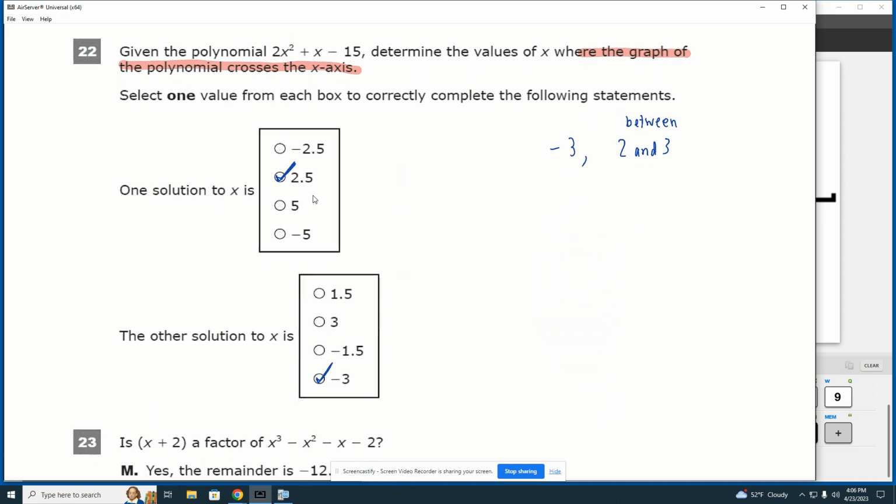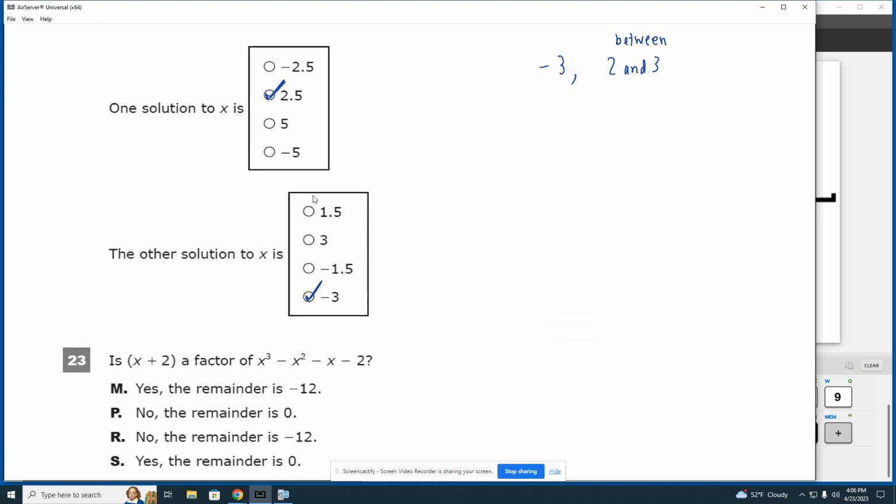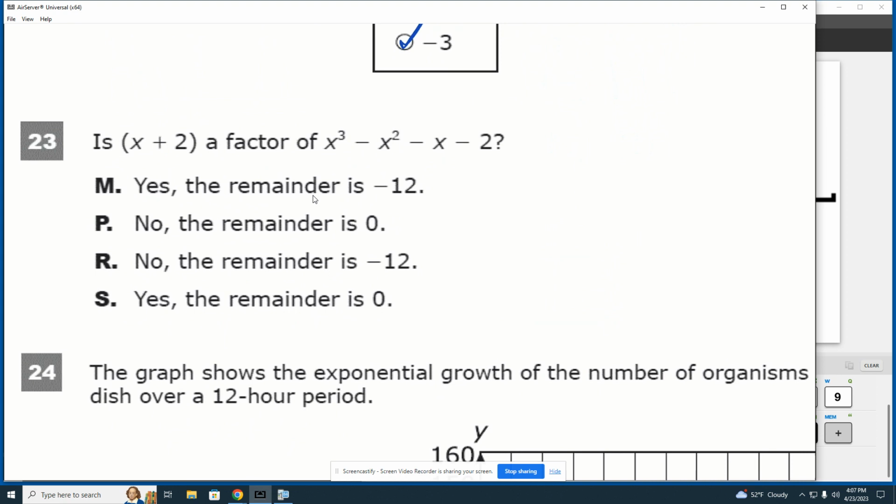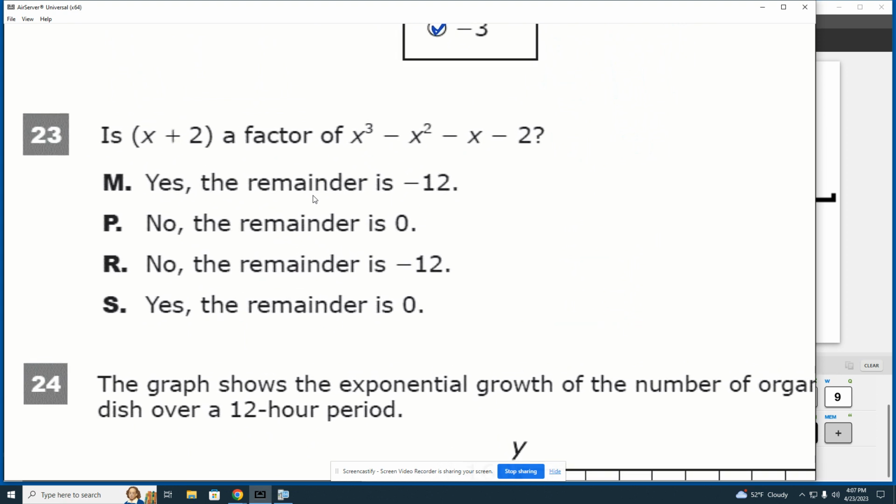Use your graphing calculator. Graph them and look and see where they cross the x-axis. Okay, another one right here. There's a couple ways that you could do this. All right, one, don't forget, if your factor is x plus 2, your solution is -2.